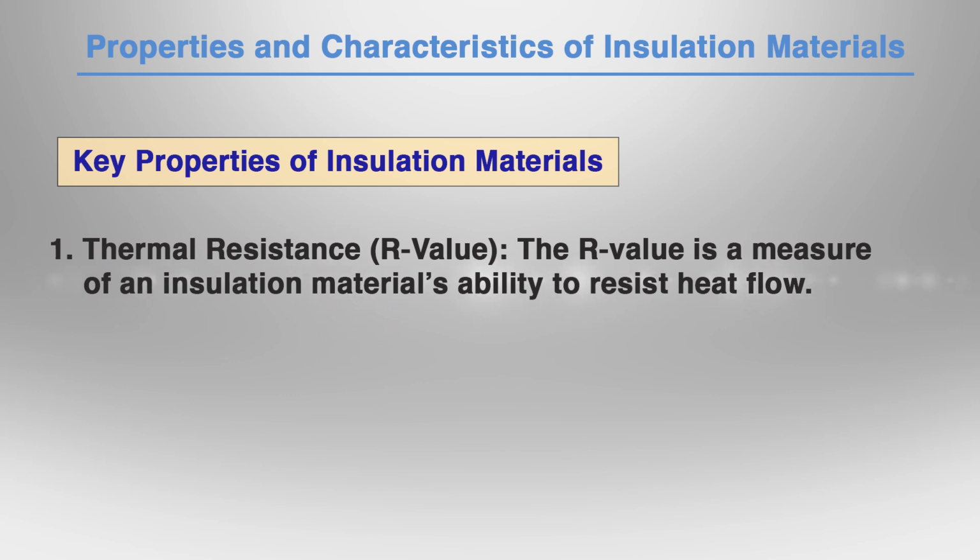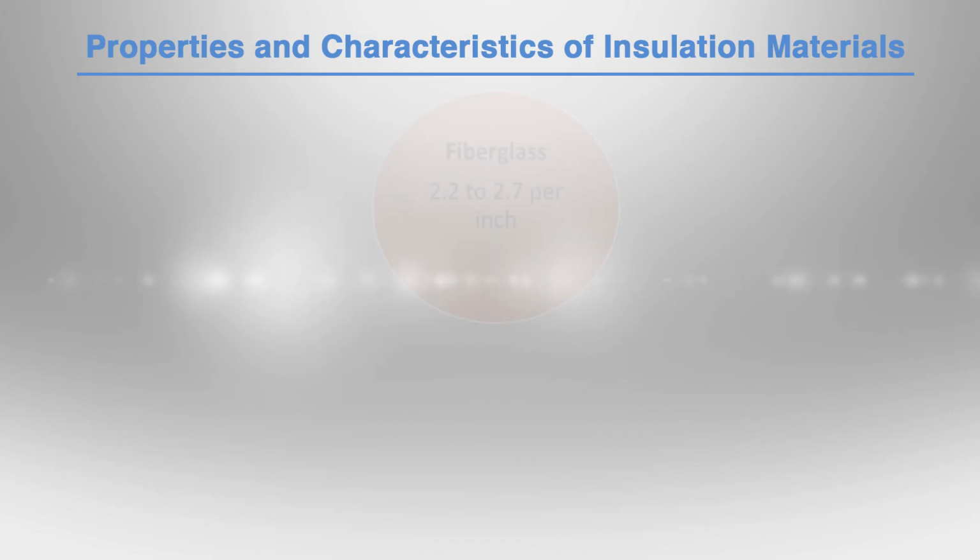It is also called the R-value. The R-value is a measure of an insulation material's ability to resist heat flow. The higher the R-value, the better the material insulates. Factors influencing R-value include material type, thickness and density.